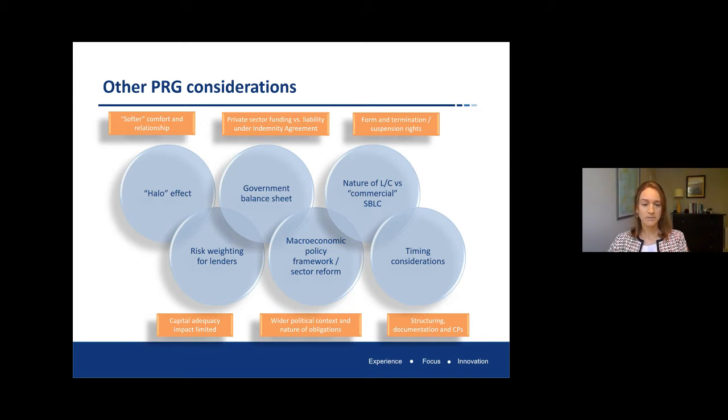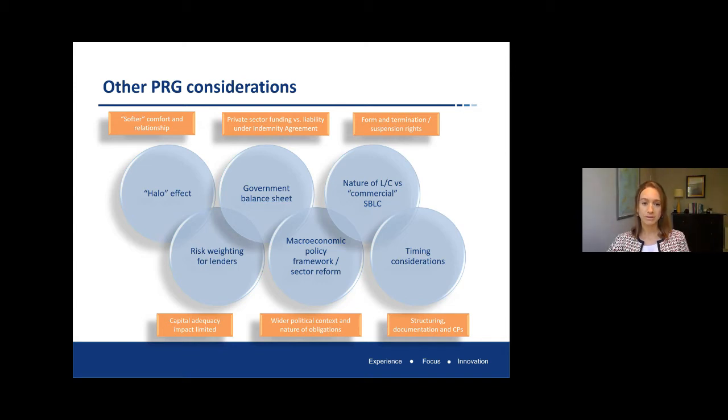Government balance sheets. Two quick points to note here. PRG is both advantageous and potentially disadvantageous from a government balance sheet perspective. The good news is that by encouraging private sector investment, the host government is likely to be able to move a substantial upfront cost for a key infrastructure project off its balance sheet. That cost is now met by the private sector.